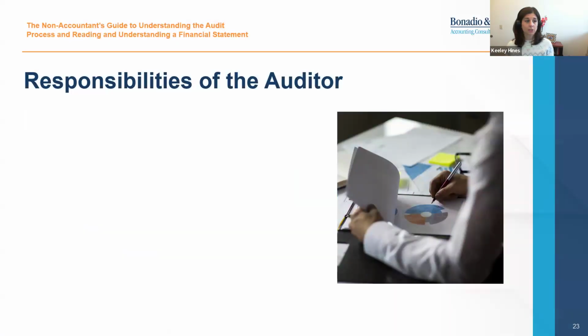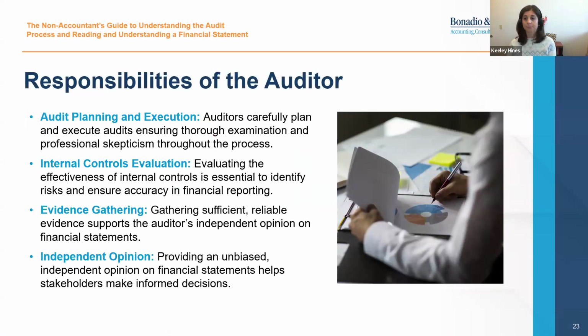Okay, so let's quickly talk about roles and responsibilities. So again, responsibilities of the auditor. We talked about this already: audit planning and execution, evaluating the internal controls. So really coming to management and saying, okay, let's talk about this. How do you process your transactions? What do you document? Then we, of course, love our evidence gathering. You've got to prove it. Did you document this? Show me this, show me that. And then, of course, providing that independent opinion like we have previously talked about.